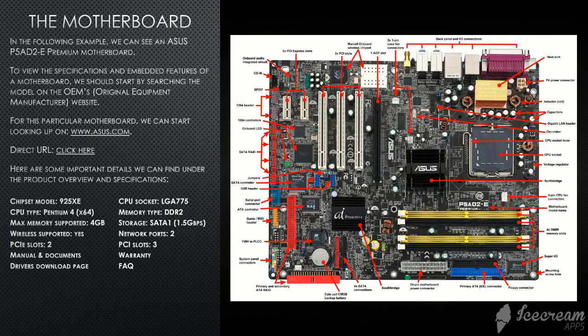So going back to our presentation, what kinds of details can we find on the manufacturer's website? As we have seen before, we can find information about the chipset model, about the firmware version, information about the processor and its socket, information about the memory type and capacity supported, supported storage, networking, expansion slots, documentation, some manuals, warranty, and of course the motherboard drivers.